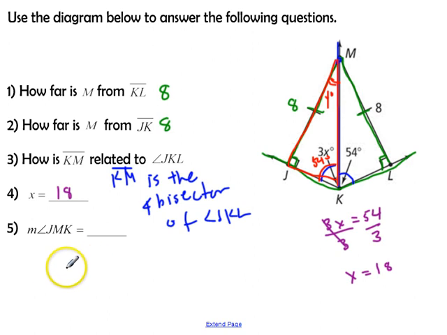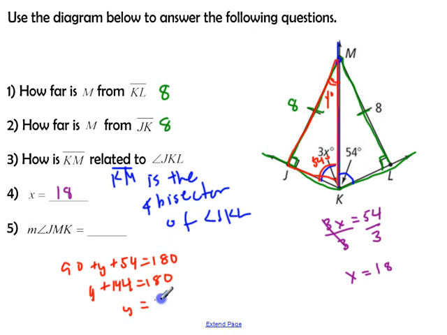You know the three angles of a triangle add up to 180. So 90 plus y plus 54 equals 180. In solving this equation, we have y plus 144 is equal to 180. And then when you subtract 144 from both sides, we have y is equal to 36. So the measure of angle JMK is going to be 36 degrees. That's it for this lesson on perpendicular and angle bisectors.